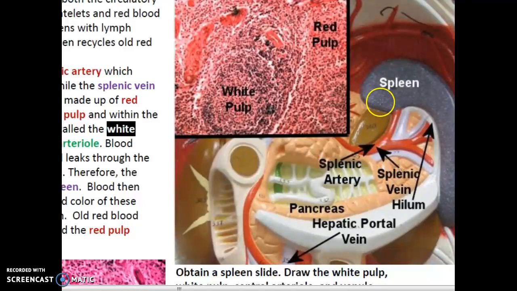Down here's the spleen. I like this spleen right here because it shows you here's the spleen. It has a nice, beautiful hilum right there. Splenic artery coming this way. Splenic vein going that way. And again, it's made up of white pulp and red pulp.